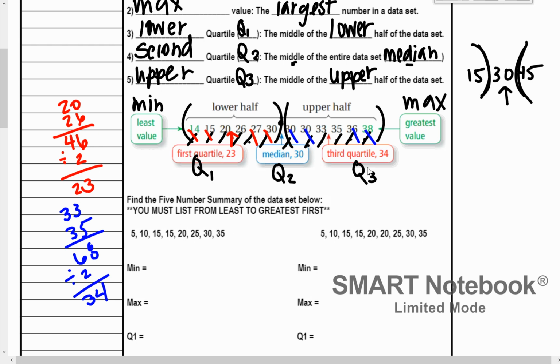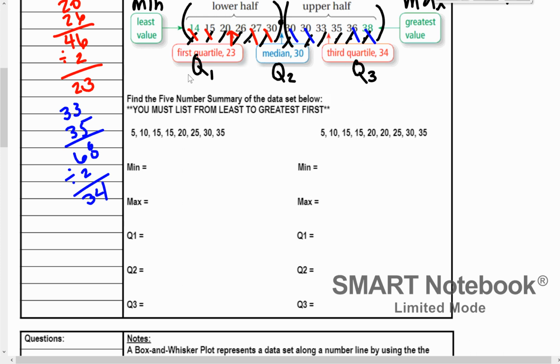Okay, let's do an example. The very first thing we do is we must list the data from least to greatest. You're welcome. Already done for you. All right, so next thing we're going to do is find our min and max. Our min is our smallest number. Max is our largest number.